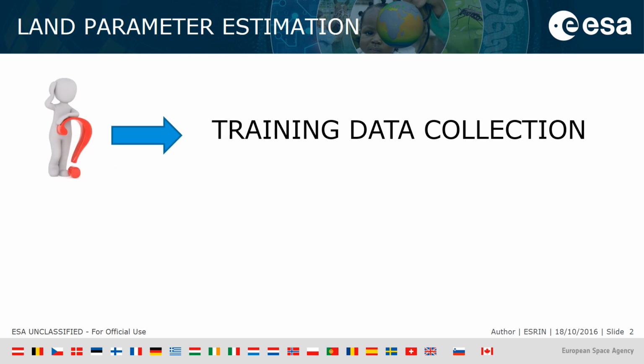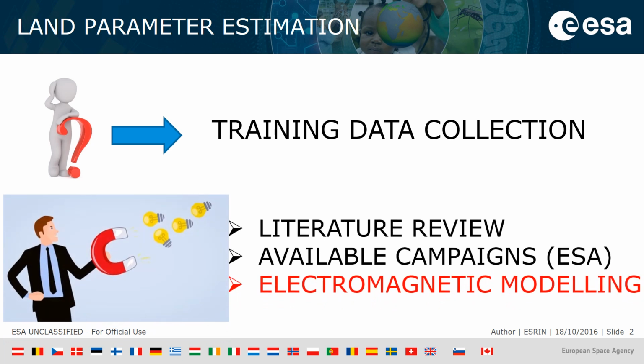So there is always the problem of training data collection in these cases. For land parameter estimation, this can be performed using literature review because there are ground truth campaigns that have been carried out and that have been published. Also, ESA carried out ground truth campaigns where ground truth has been collected in correspondence to remote sensing data. And the other possibility is to use electromagnetic modeling, so radiative transfer models, to generate data.